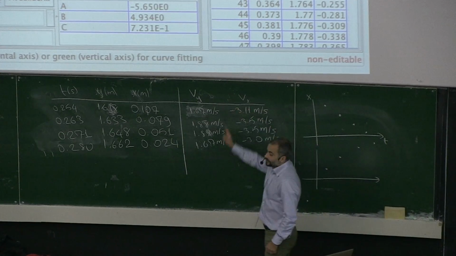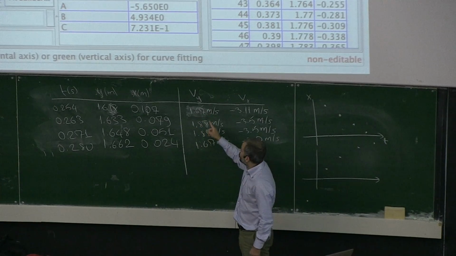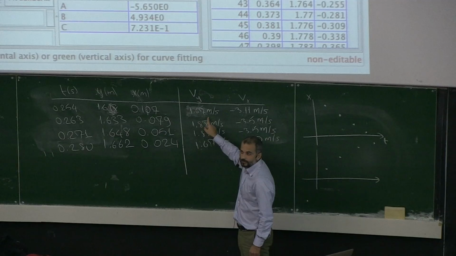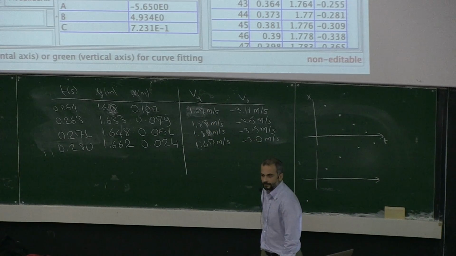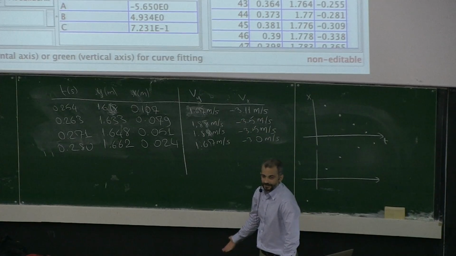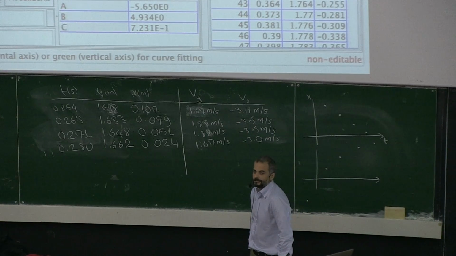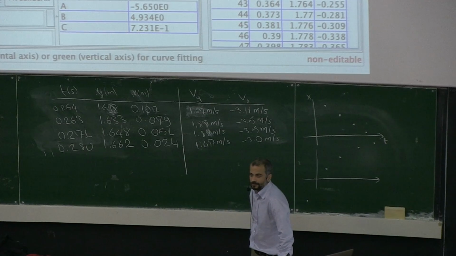Time is increasing, the y direction is upwards, remember? So the y component of the velocity should be always decreasing. Well, the acceleration is downward, it is negative. Exactly. It's the error bars.